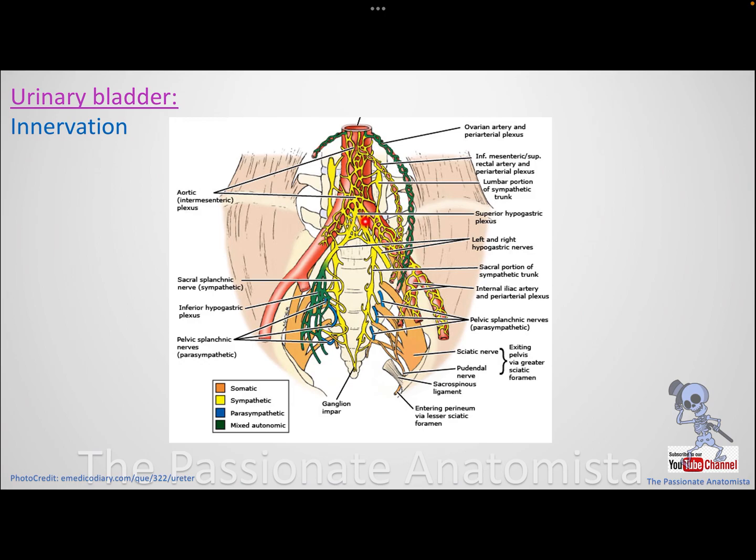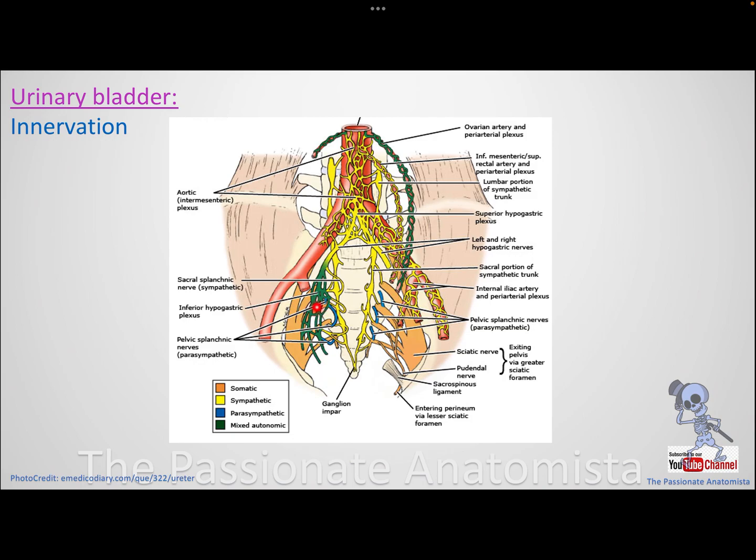We're going to talk about that in a while. Once we form the superior hypogastric plexus from T7 to L1, we will have two nerves coming out of them, right and left hypogastric nerves. These two nerves will carry sympathetic innervation all the way down to form the inferior hypogastric plexus.